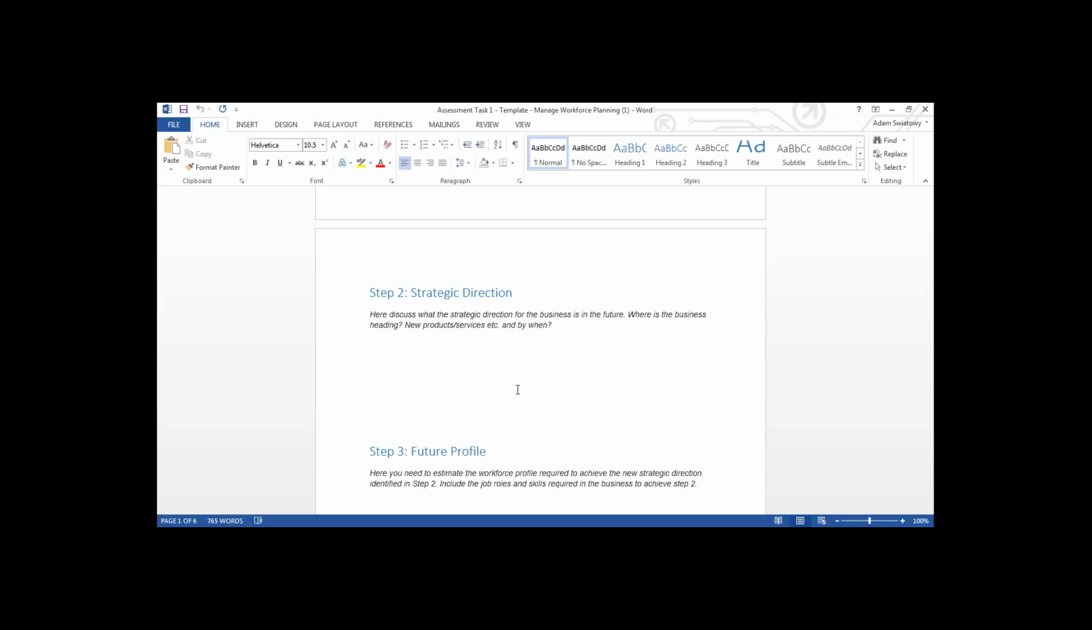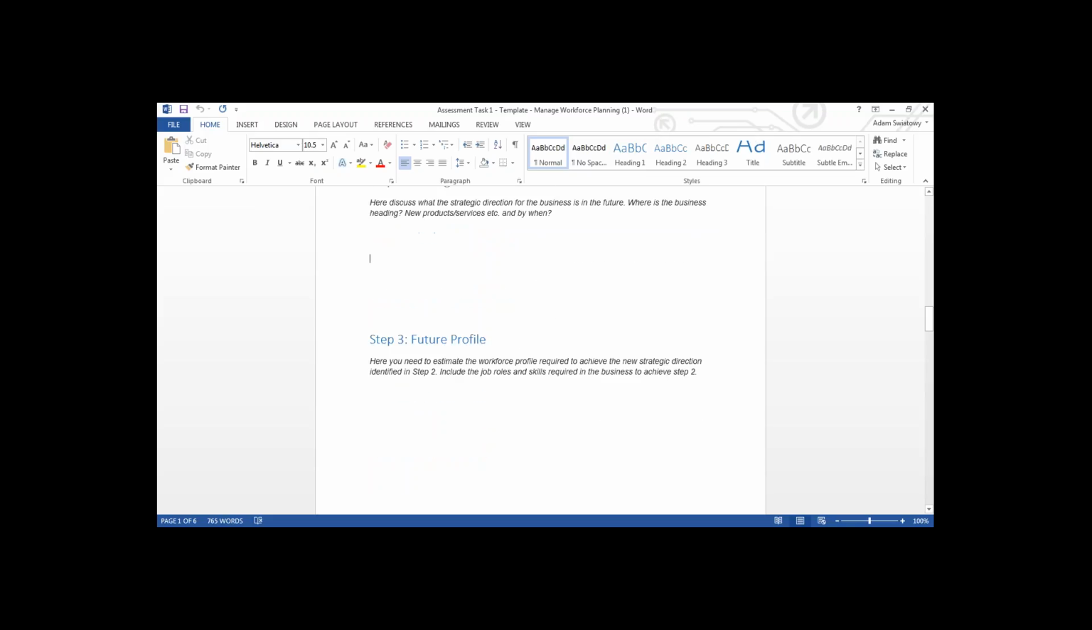So discuss that period of time and what that actual strategic direction is, because as we've already discussed or discovered, workforce planning is really about matching our workforce to meet the needs of the business in the future. So to do so, we'd actually need to know where the business is actually heading. So that's step two. You just need to discuss there where the business is actually heading.